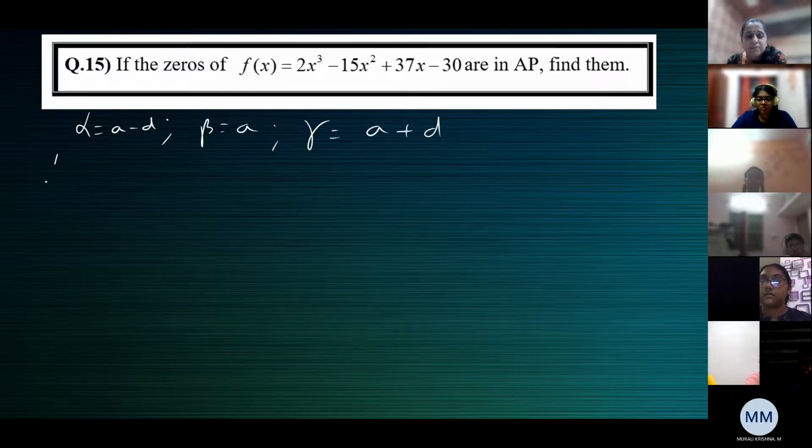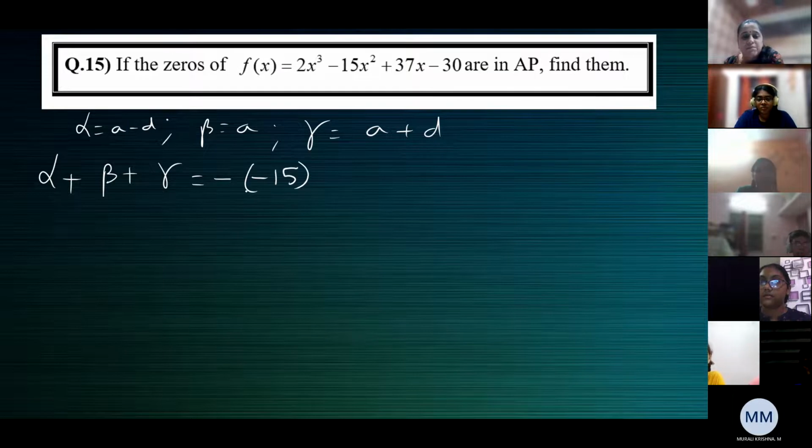Now what do we know about the sum of the zeros? Sum of the zeros is equal to minus B by A, right? What is minus B? What's the value of B? Minus 15. So minus B by A is 15 by 2.